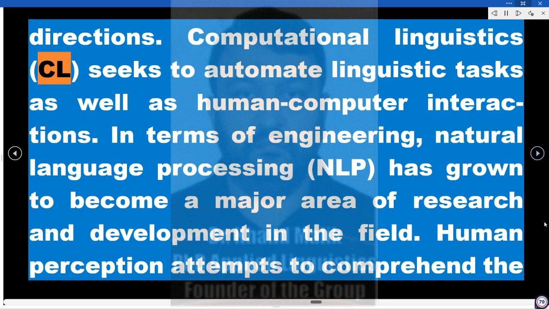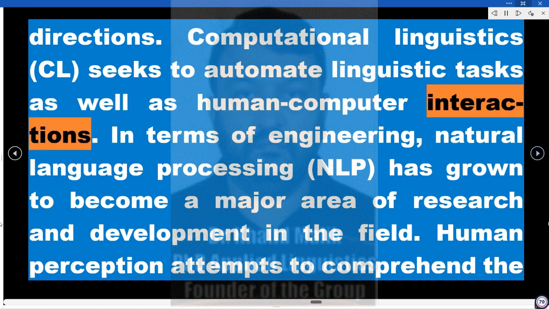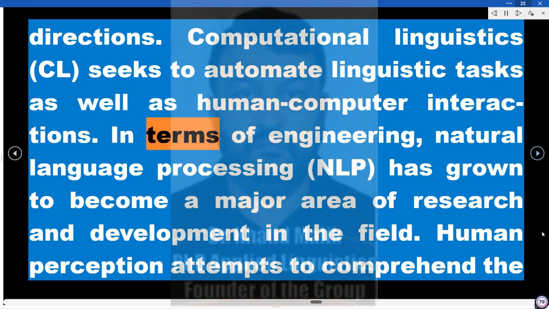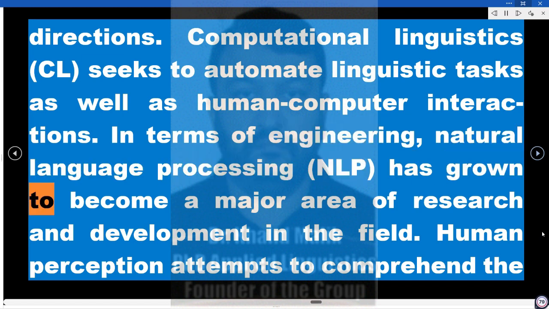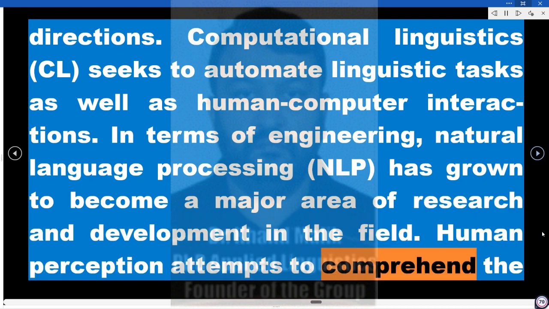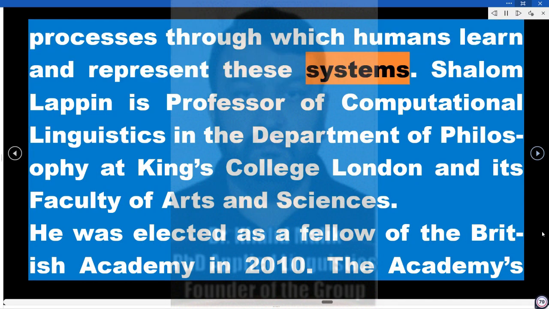Computational linguistics, CL, seeks to automate linguistic tasks as well as human-computer interactions. In terms of engineering, natural language processing, NLP, has grown to become a major area of research and development in the field. Human perception attempts to comprehend the processes through which humans learn and represent these systems.